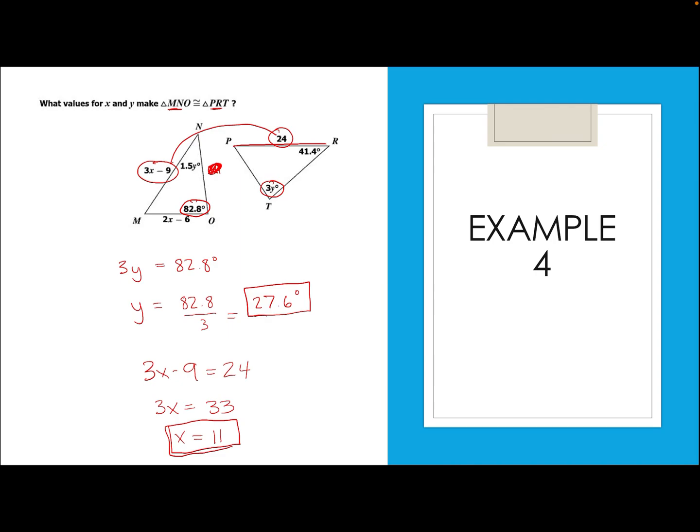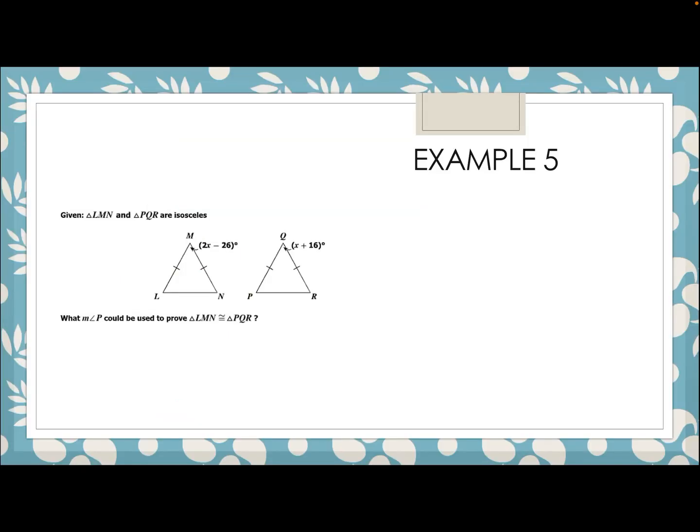And again, we're using the congruency statement to justify our equations. And for the last example, we have triangle LMN is congruent to triangle PQR, and it's an isosceles triangle. So what measure of angle P can be used to prove that these triangles are congruent?